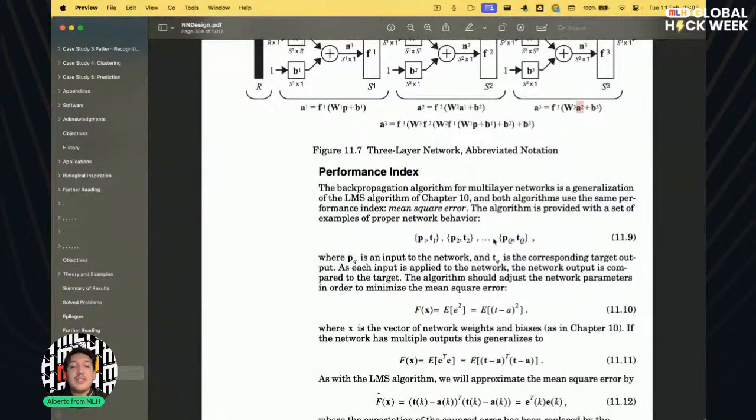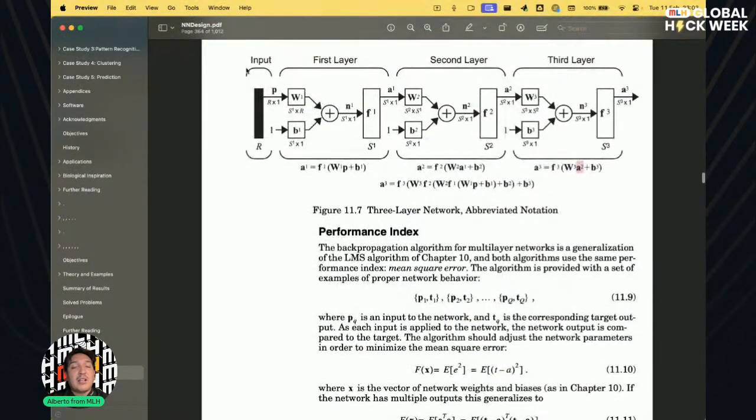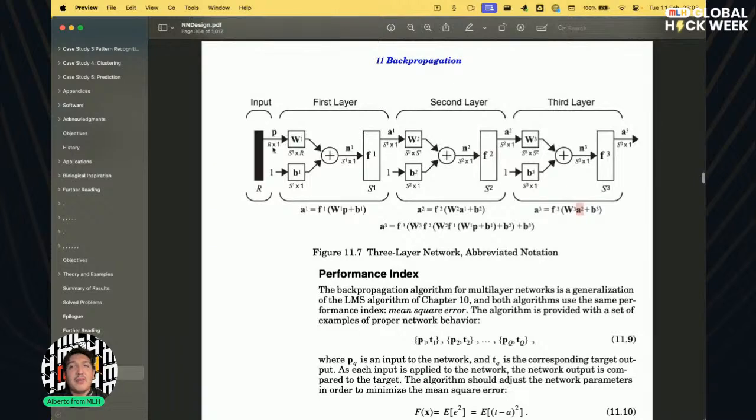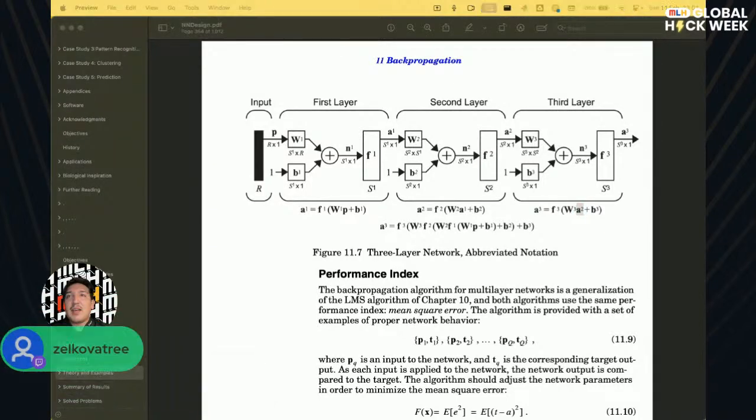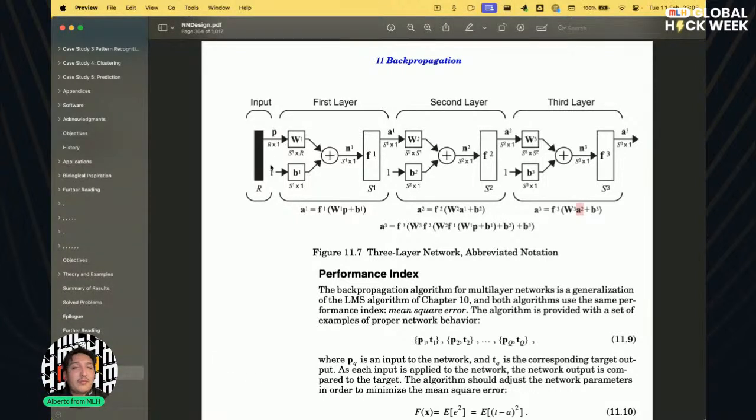So the performance index, as we were discussing, we will now try to backpropagate. Imagine you pass all the data, and it's very simple because of the name. LMS, sorry, it's least mean squares. So you pass all your data through the network. It starts as it enters, then it's changed in the first layer, then changed more in the second layer, and it's fully changed in the third layer. And now we need to calculate the error for that.